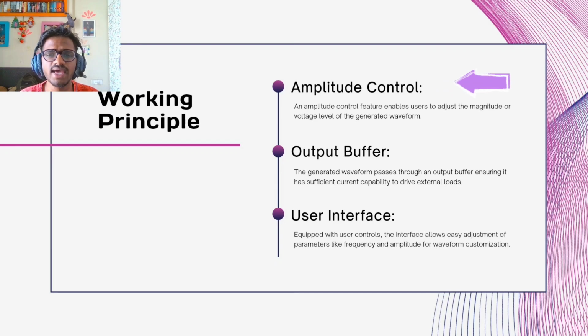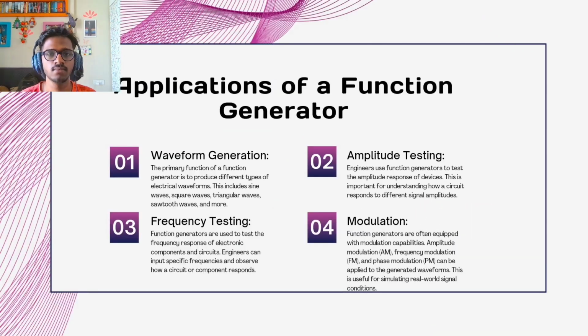Amplitude control. An amplitude control feature enables users to adjust the magnitude or voltage level of the generated waveform. Output buffer. The generated waveform passes through an output buffer, ensuring it has sufficient current capability to drive external loads. User interface. Equipped with user controls, the interface allows easy adjustment of parameters like frequency and amplitude for waveform customization.